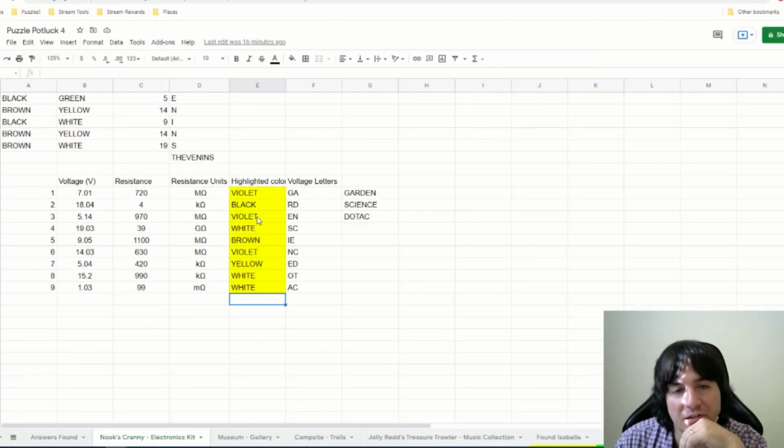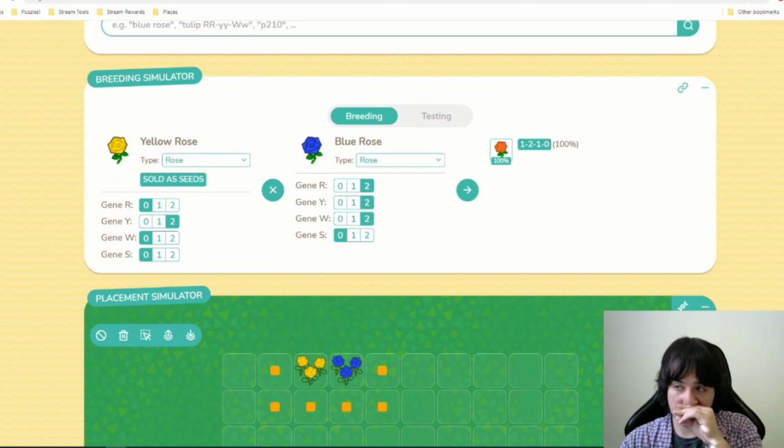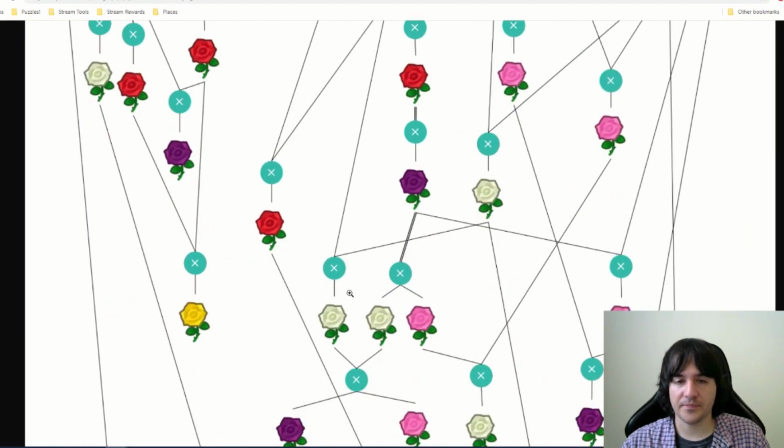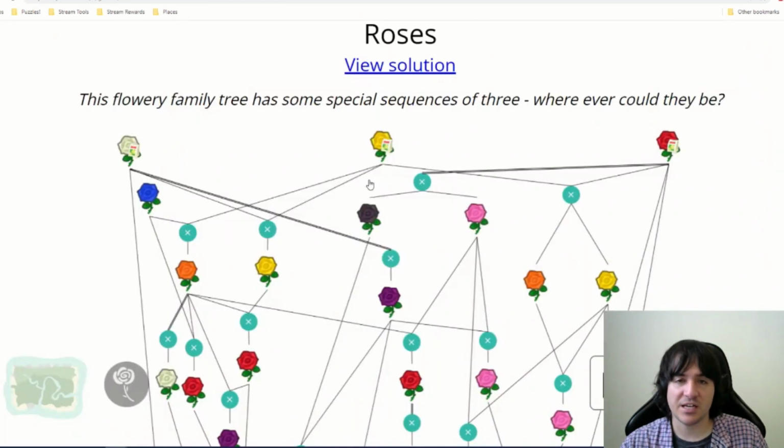Violet, black, white. And I'm going to be keeping track of these genomes as we discover them, because I assume that's important, and we have to basically trace it down through the chart to get the ones at the bottom. But I don't know what the colored resistors have to do yet, and I don't know what this is going to give us, because it's just going to be sequences between 0 and 2. So maybe trinary? The flavor text did say it has some special sequences of 3. So trinary could make sense.